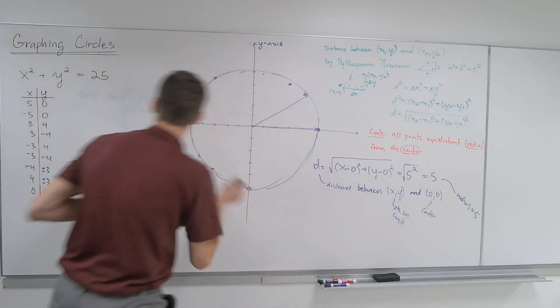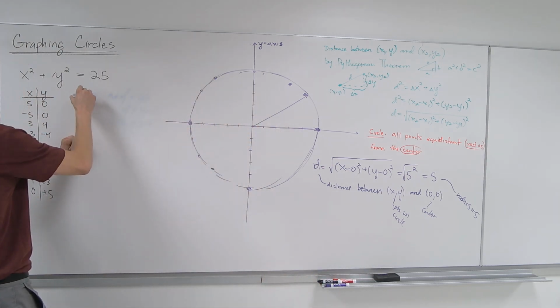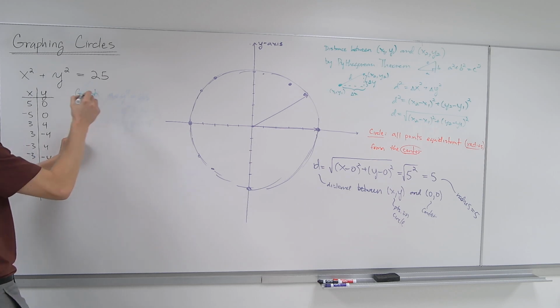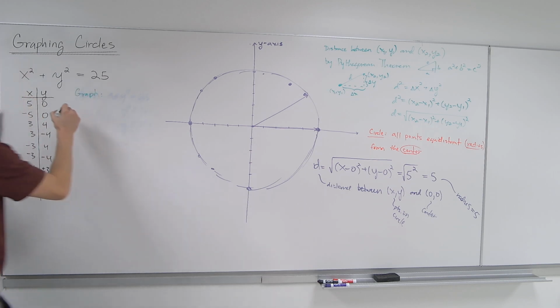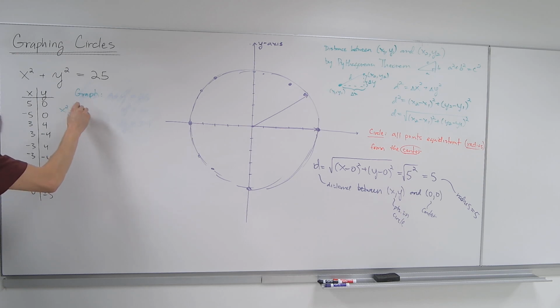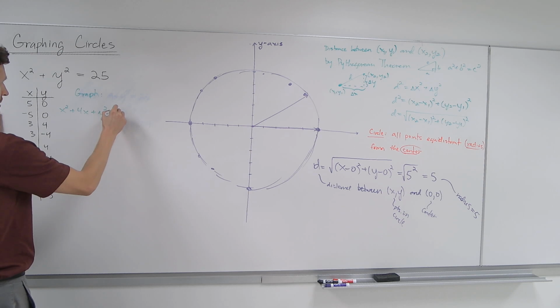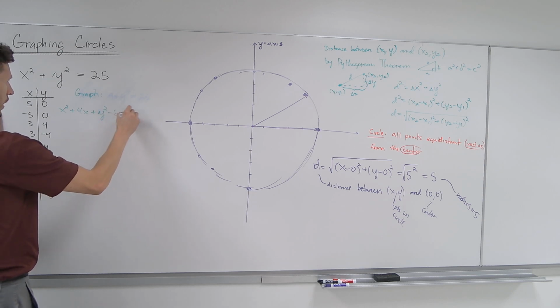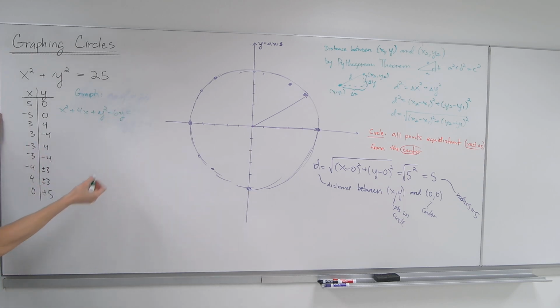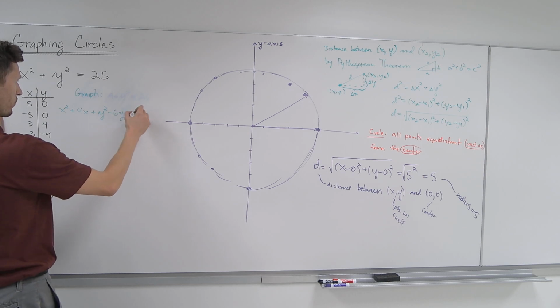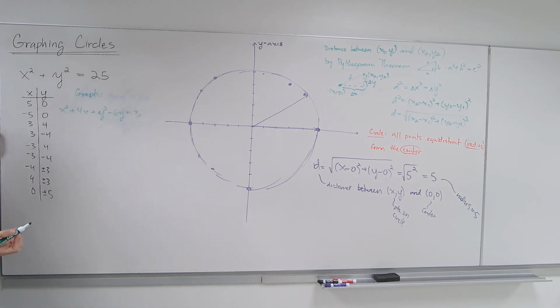What if you're told, you know what? Graph the relation, and a little different, just a little different. How about this? X squared plus 4x, plus y squared minus 6y, and let's say that's equal to, let's make it an easy number. How about this? That's equal to 3. Let's make it equal to 3. Okay, what do we do? How do we graph this?